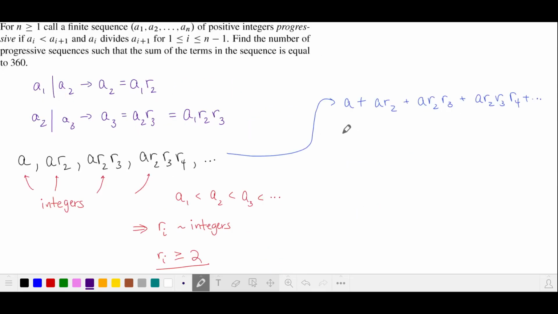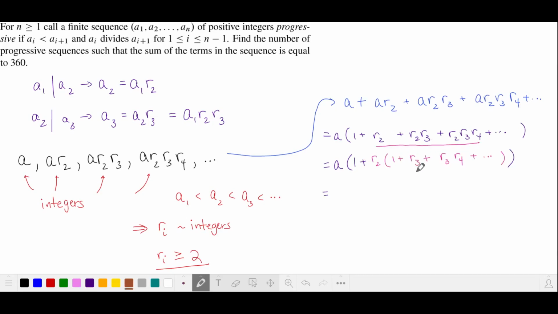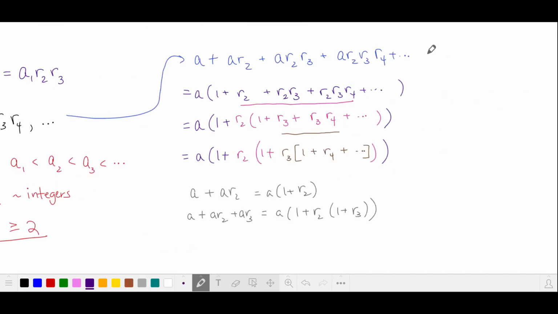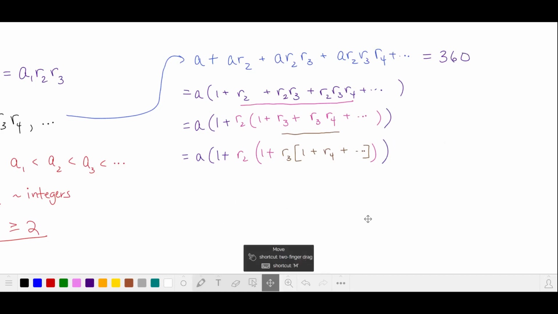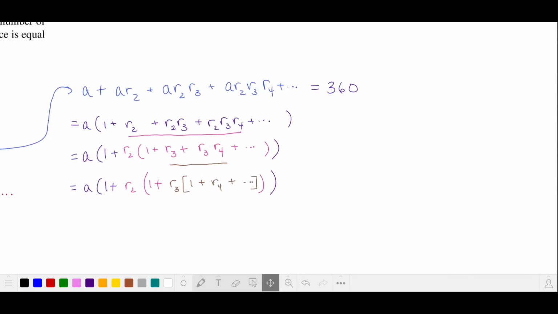Let's factor A from all of these terms, and we notice that we can factor R2 from all but the first term in the parentheses, and so on. We can factor out R3 inside of these parentheses. We want this sum to be equal to 360, and since we're going to be doing a lot of factoring, let's find the prime factorization of 360.